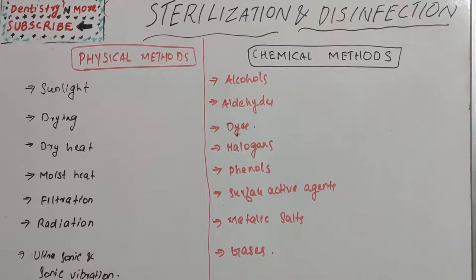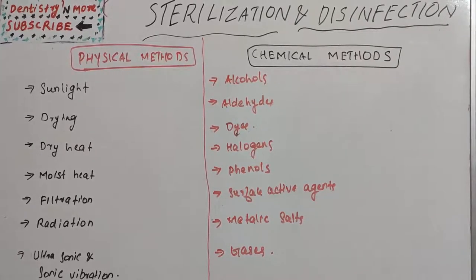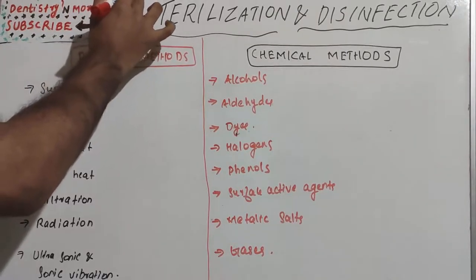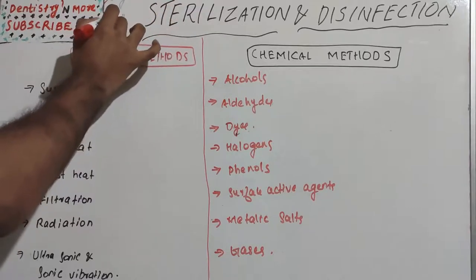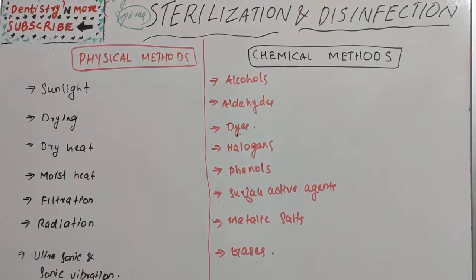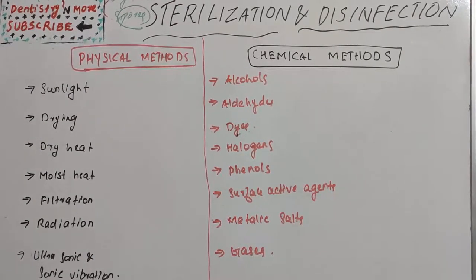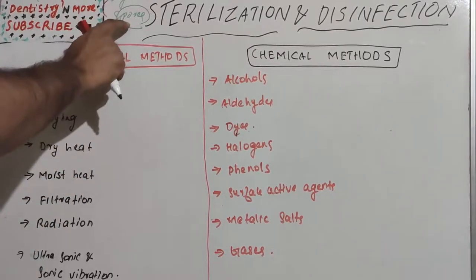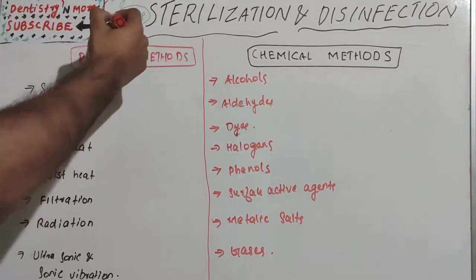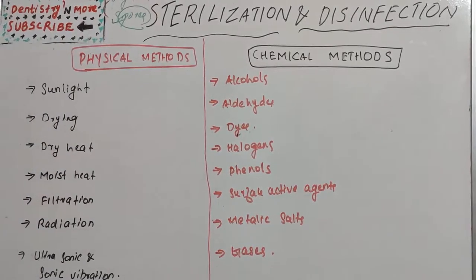So by definition, sterilization is a process by which an article, surface or medium is freed of all living microorganisms, either in vegetative or spore state. Okay, so vegetative and spores. The spores are very difficult to be destroyed because they need a very high temperature or a very high concentration of the reagent to be killed. So sterilization is a process where the vegetative forms and spores are killed, so it is almost completely germ free.